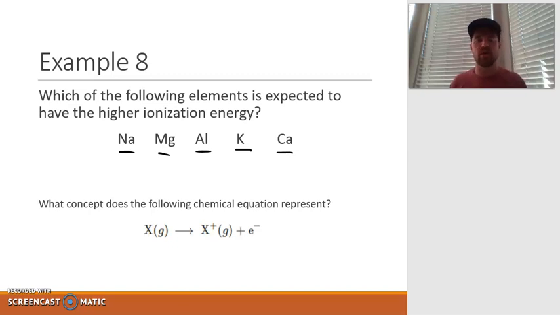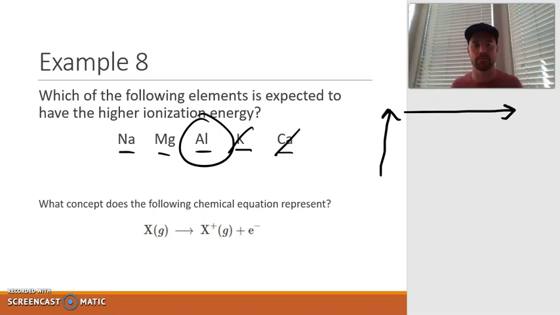So if I think about the trend of ionization energy, where ionization energy increases as you go up a group and over to the right, I can first get rid of potassium and calcium as candidates because they're going to be lower. They have 4 energy levels, whereas these 3 elements only have 3. When I compare sodium, magnesium, and aluminum, because they're in the same period, I know the one that's going to be larger will be towards the right, which, if I compare those, aluminum is further to the right. Therefore, aluminum is expected to have the higher ionization energy.